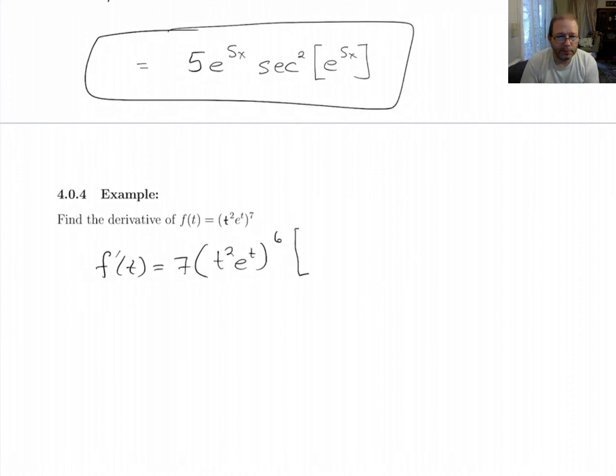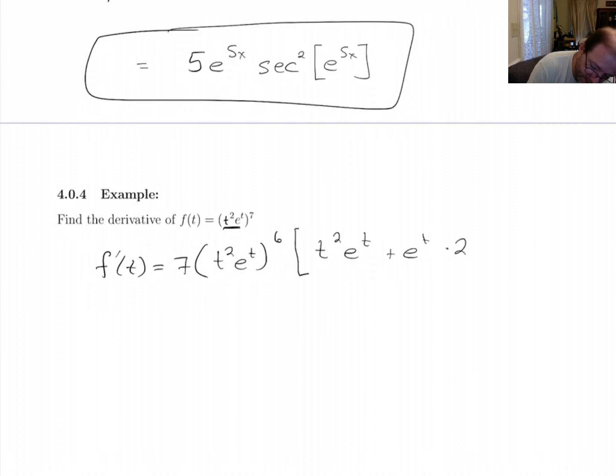And now we got to multiply by the derivative of what's inside, and we got to do that with the product rule. So derivative of t squared e to the t, you get first times derivative of the second plus second times derivative of the first.